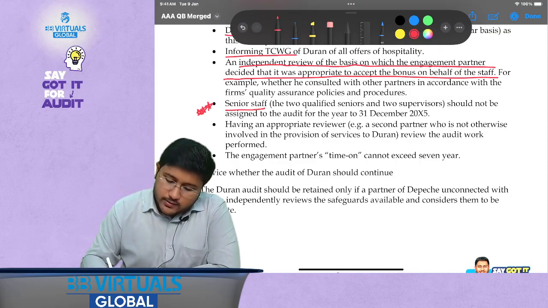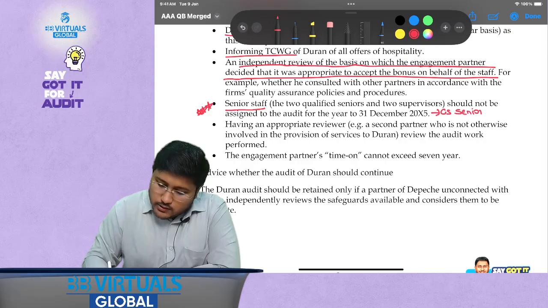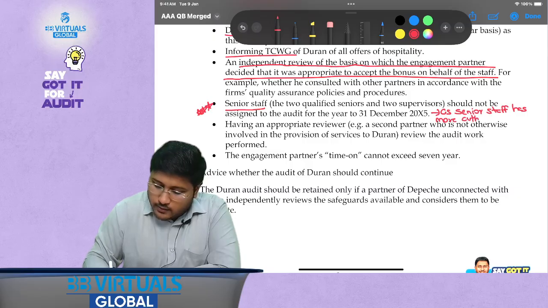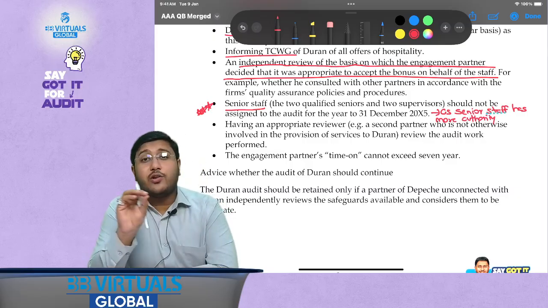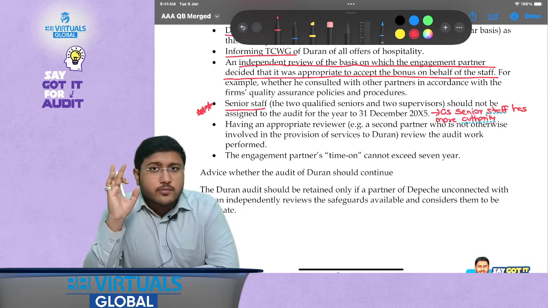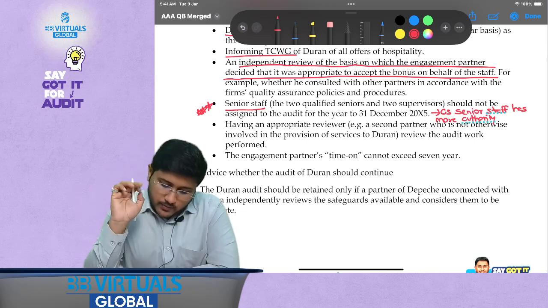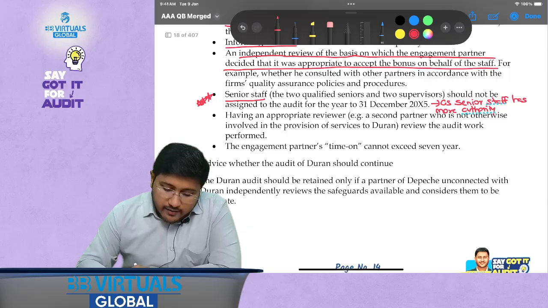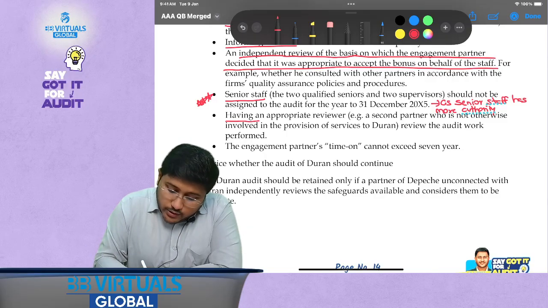I'll tell you why. See, as senior staff has more authority, we cannot afford that they are manipulated and they are still working. So that is why senior staff should not be applied here. Now, having an appropriate reviewer, that is very important.